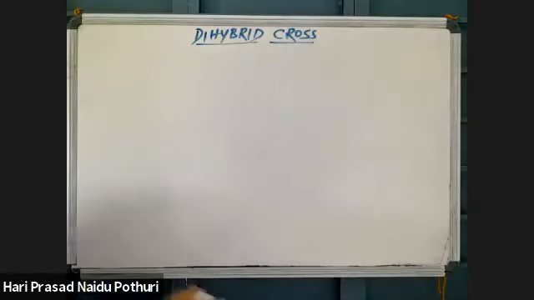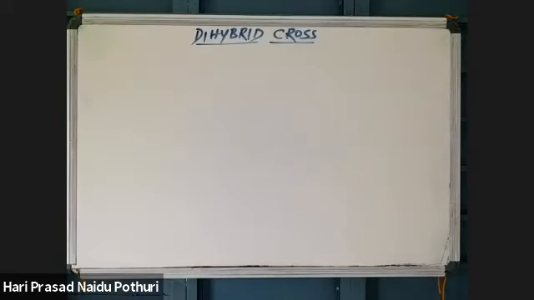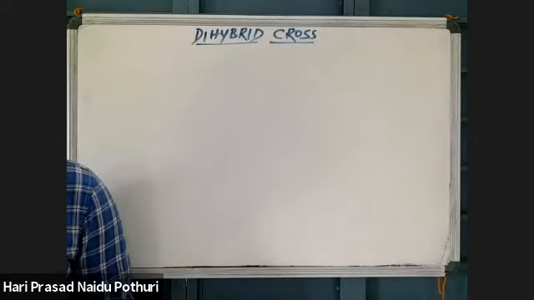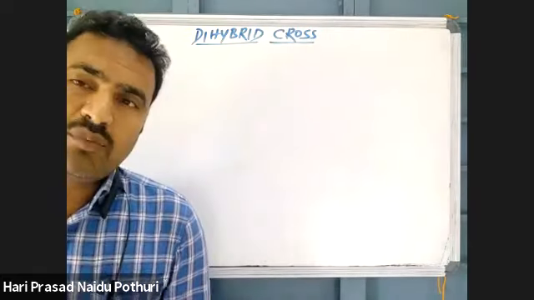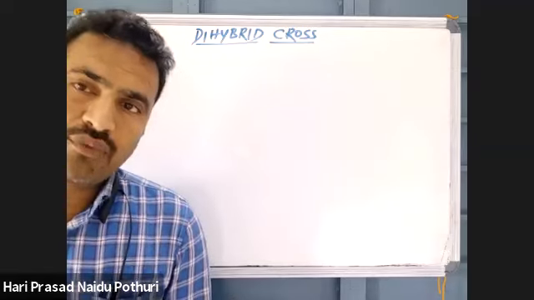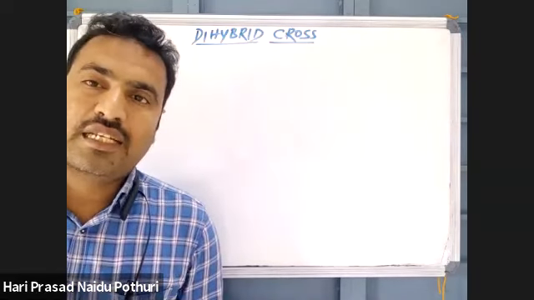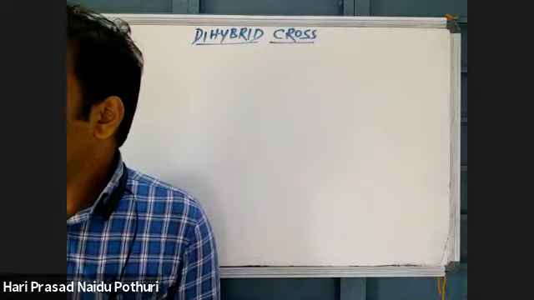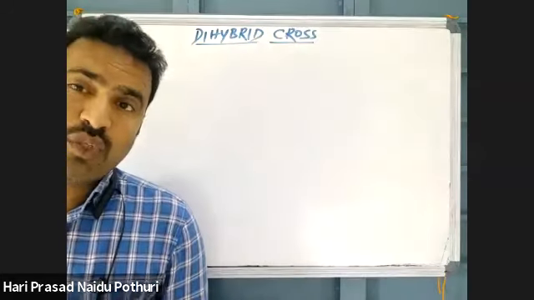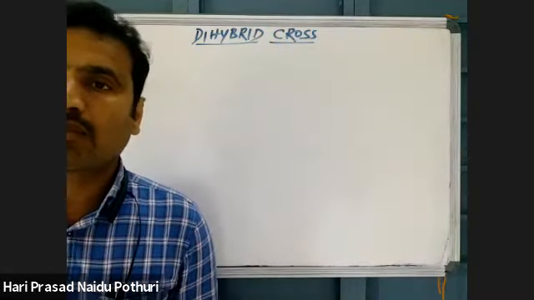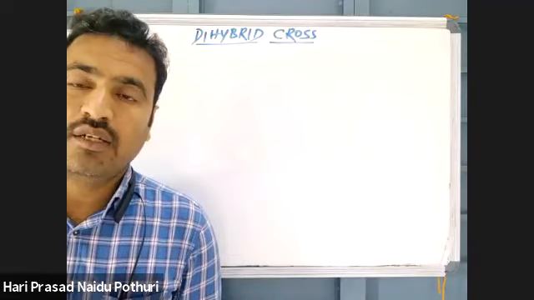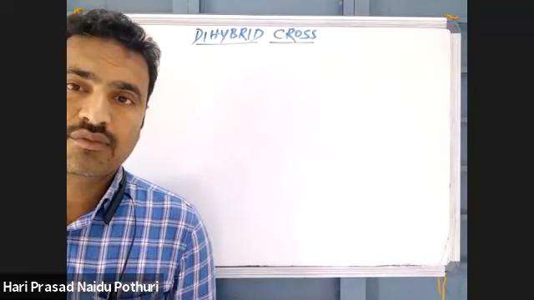So the monohybrid cross and the laws proposed on it are complete, and some other crosses related to the monohybrid cross are complete. What are the laws proposed by Mendel on monohybrid cross? Law of dominance and law of segregation. To prove the monohybrid cross, he conducted some other experiments also, like test cross and back cross.